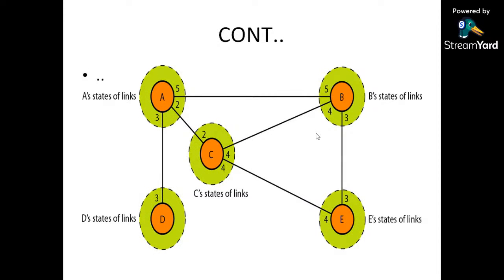Now let's see the table. A has a state of link. State of link means the vertices which are attached to it, and the cost of those vertices is given. So A has its state of links, B has its state of links, D has its state of links, and E has its state of links, each with the value of that link given.